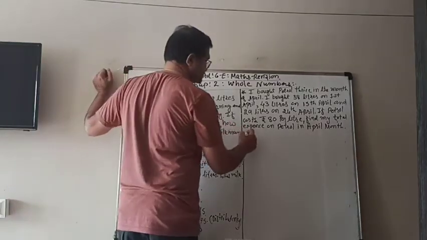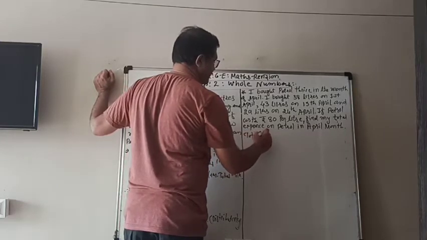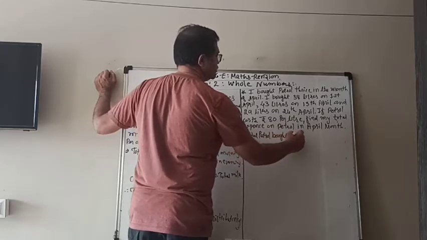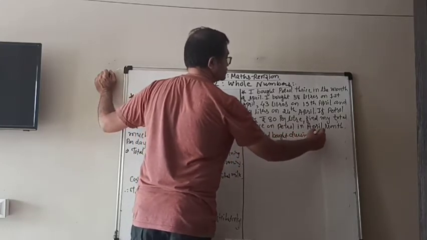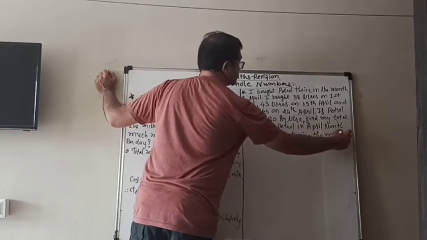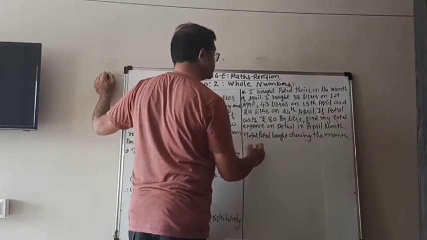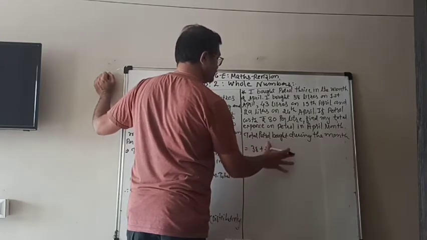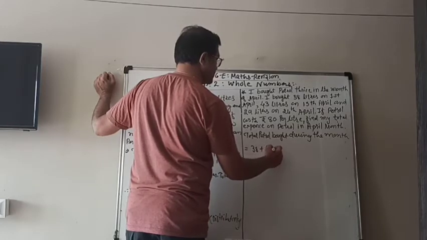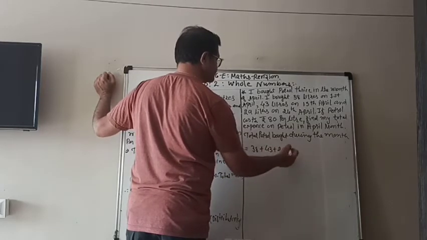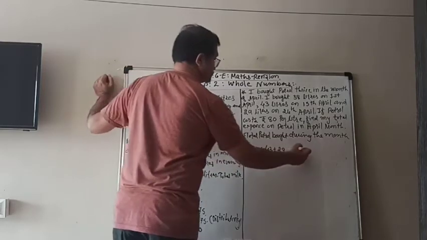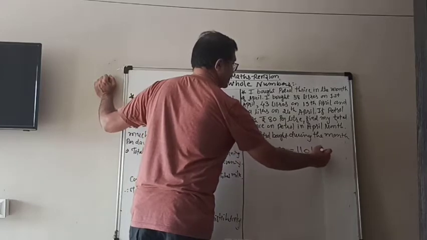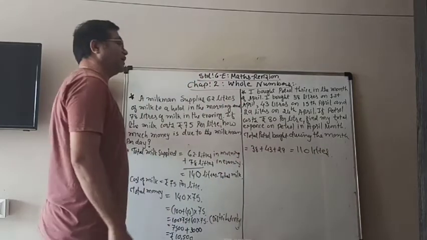So here also, total petrol bought during the month is equal to 38 plus 43 plus 29. So that is a total of 110 liters of petrol I bought.